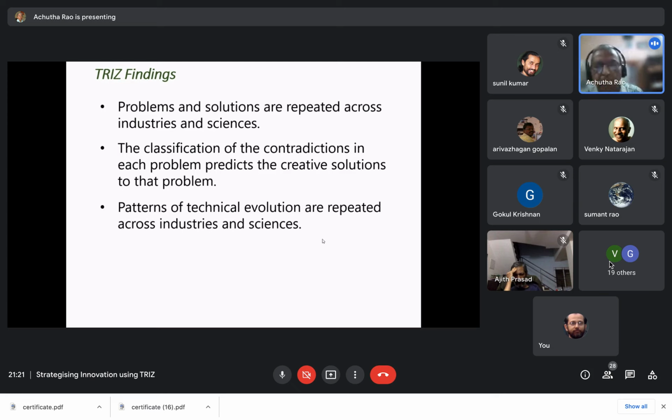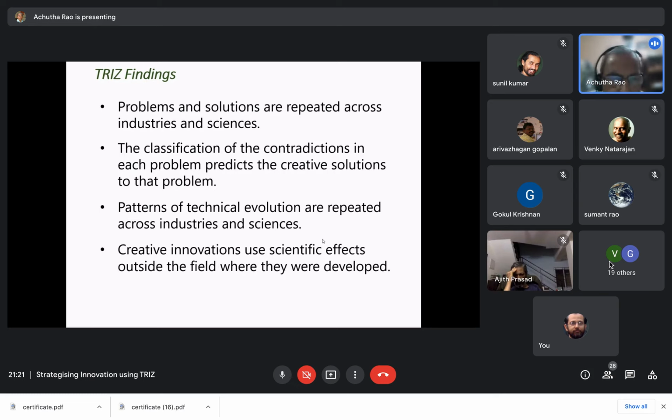So patterns of technical evolution are repeated. Again, he says, there is an evolution which is repeated in different domains. You can predict what will be the next level of innovation. It is possible to do that. So this is about the most important benefit we have.